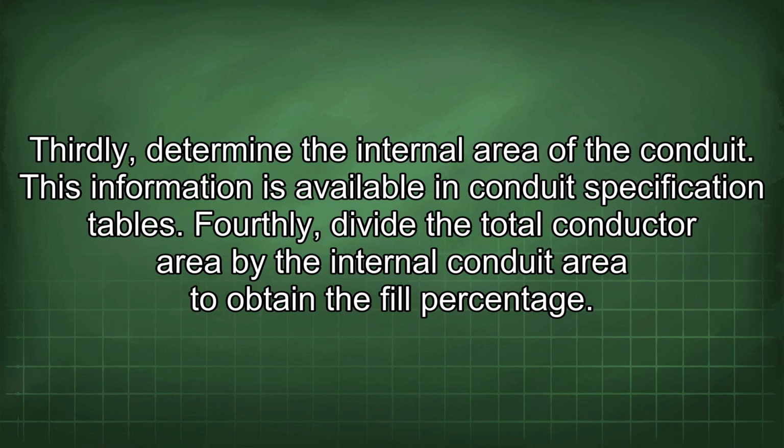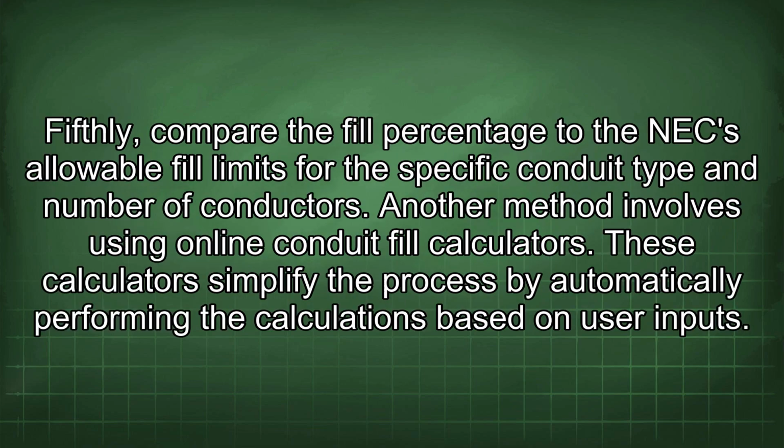Thirdly, determine the internal area of the conduit. This information is available in conduit specification tables. Fourthly, divide the total conductor area by the internal conduit area to obtain the fill percentage. Fifthly, compare the fill percentage to the NEC allowable fill limits for the specific conduit type and number of conductors.